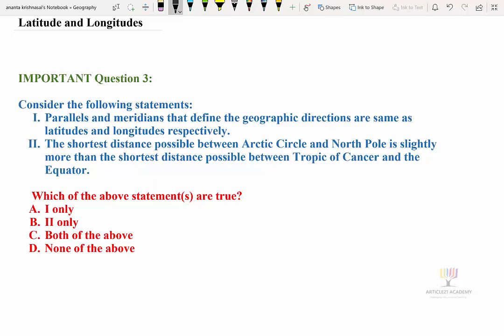The first statement says that the parallels and meridians that define the geographic directions are same as latitudes and longitudes respectively, and the second statement says that the shortest distance possible between Arctic Circle and North Pole is slightly more than the shortest distance possible between the Tropic of Cancer and the equator. Given this, these two statements have to be understood conceptually in order to answer them. Those who want to attempt this question, please pause the video and attempt the question.